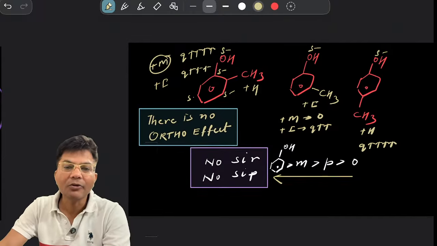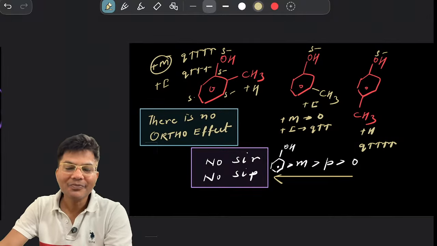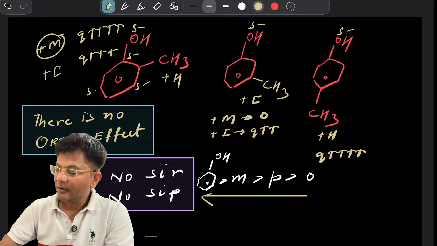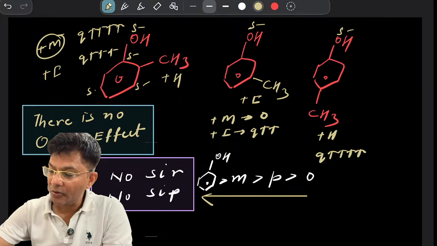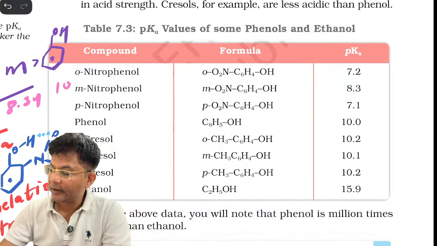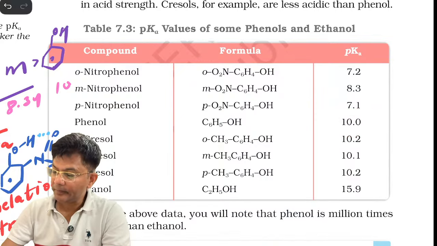Then only I will go to the experimental value. Now see, let's see MPO. MPO. See, phenol is 10, then meta is 10.1, then para 10.2, ortho 10.2.